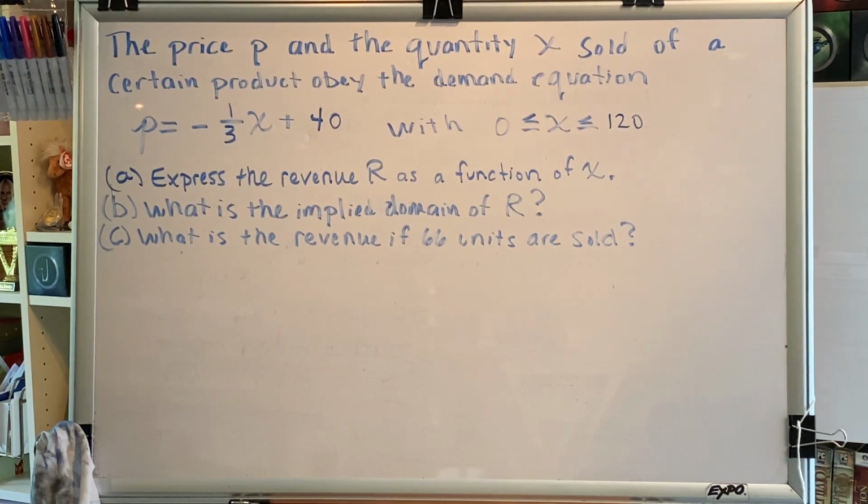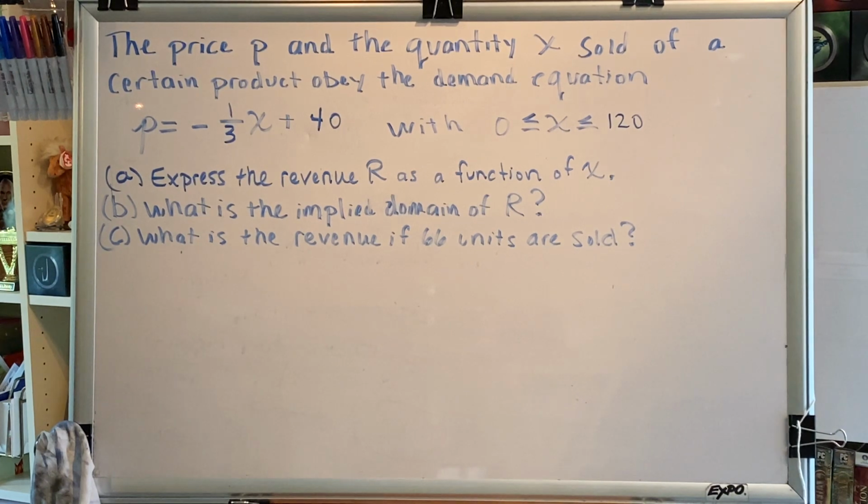The topic of this video is building quadratic models from verbal descriptions, economic models. Let's look at a problem. The price P and the quantity X sold of a certain product obey the demand equation P equals negative 1/3 X plus 40, with 0 less than or equal to X less than or equal to 120.